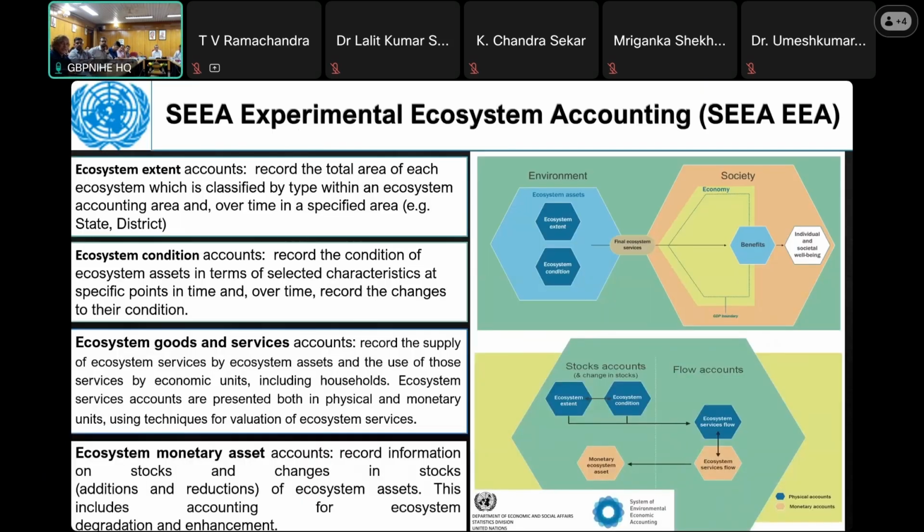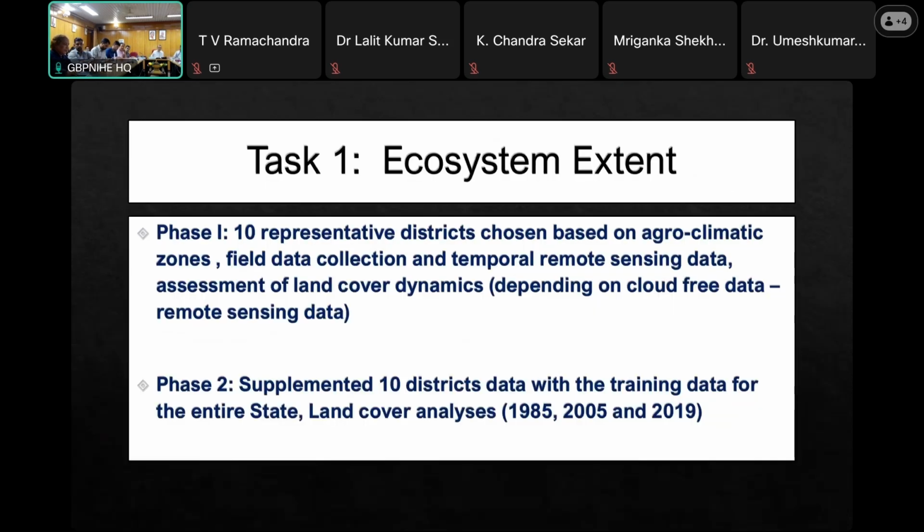And what we did is it has four components as per the SEEA protocol. SEEA is nothing but the System of Environmental-Economic Accounting. It has the ecosystem extent, ecosystem condition, then ecosystem goods and services, and then ecosystem monetary asset. And another component is visualizing. That means what is the likely scenario if the current situation continues and how much impact that has on the ecosystem services.